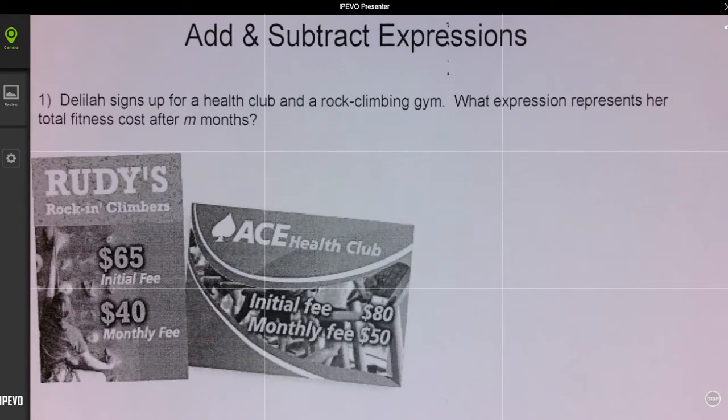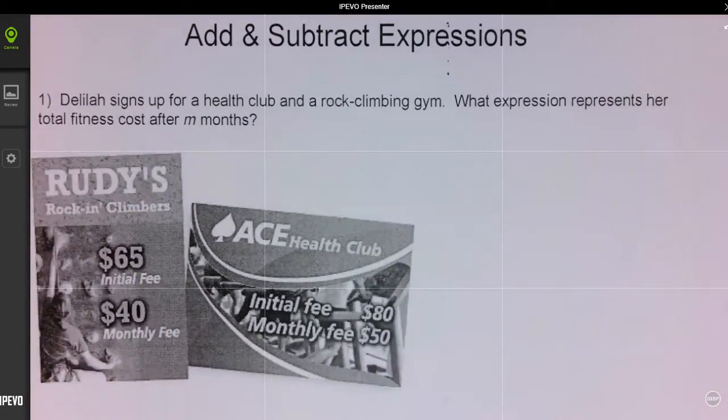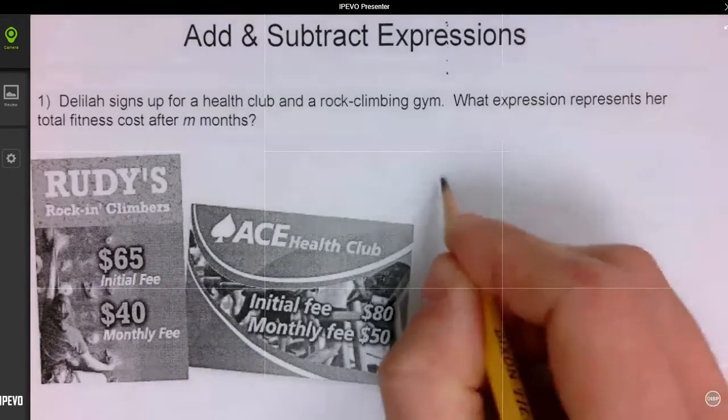And so we can see two different places. We can see Rudy's Rock Climbing and Ace Health Club. And each place has an initial startup fee that Delilah has to pay, along with a monthly fee that she's going to have to pay. And what I need to do is come up with an expression that's going to represent Delilah's costs after M months for each place. And then to find the total fitness cost, I'm going to have to add those two expressions together. So let's start with Rudy's Rock Climbers.